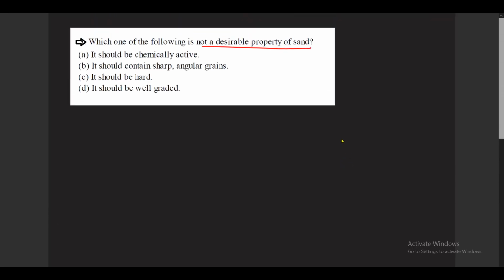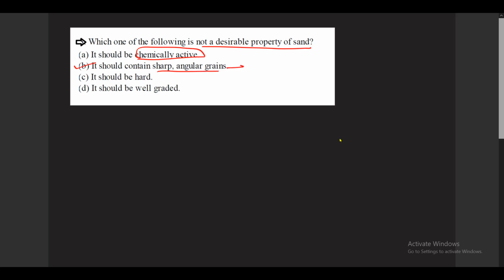Okay, good structural behavior. So the options, read carefully one by one. The first option, it should be chemically active. This is the wrong option, correct? It should not be chemically active. The next one is it should contain sharp, angular grains, and this is also one of the correct options. Why? Because there will be strong bond formation due to these sharp and angular grains.